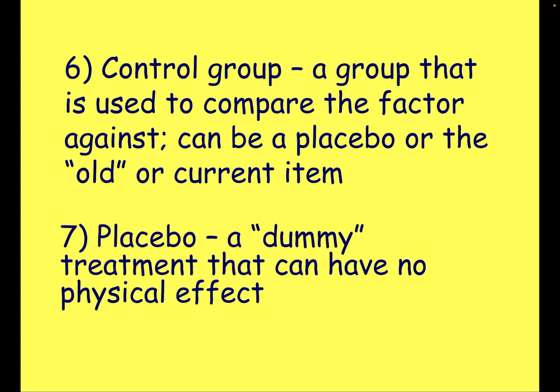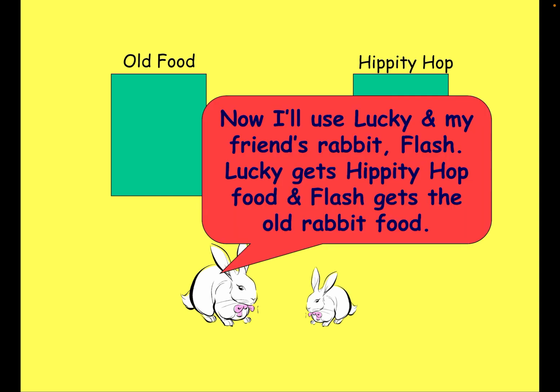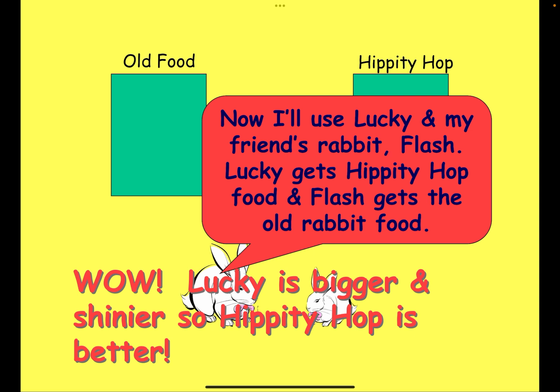Okay, so let's take a look at my new experimental design. So now let's say I have my hippity hop food, okay, and I also have the old food. And you can see here, I clearly have two different rabbits, right? I have my rabbit Lucky again, but now I'm going to also use my friend's rabbit Flash. Okay, so Lucky gets hippity hop food and Flash gets the old rabbit food. Wow, Lucky is bigger and shinier, so hippity hop is still the better food.